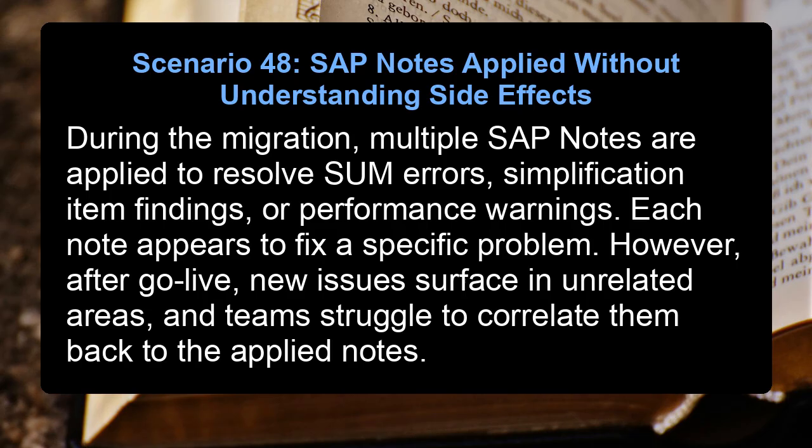Scenario 48. SAP notes applied without understanding side effects. During the migration, multiple SAP notes are applied to resolve SUM errors, simplification item findings, or performance warnings. Each note appears to fix a specific problem. However, after go-live, new issues surface in unrelated areas, and teams struggle to correlate them back to the applied notes.